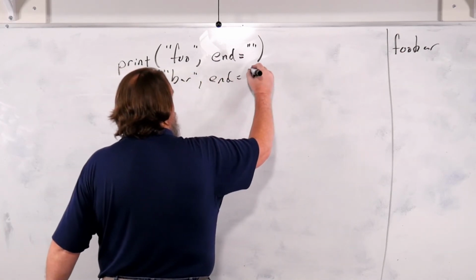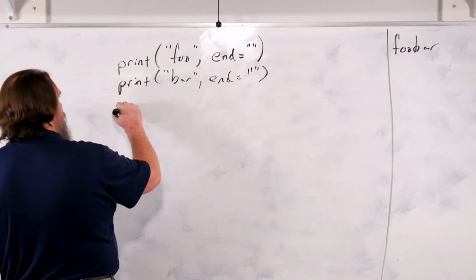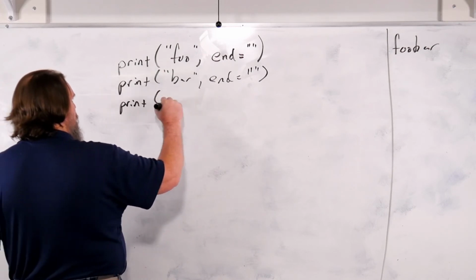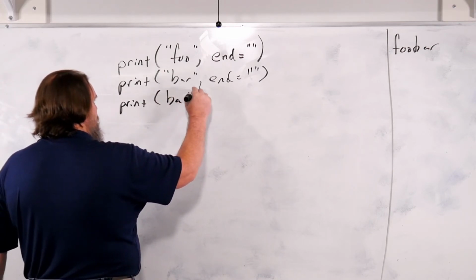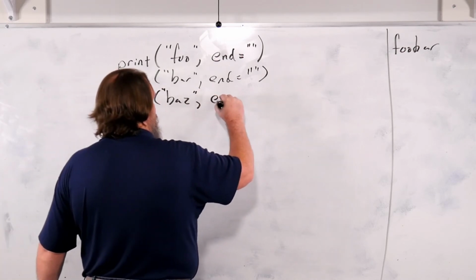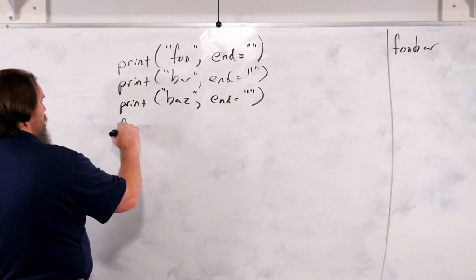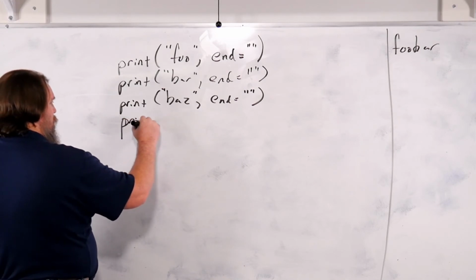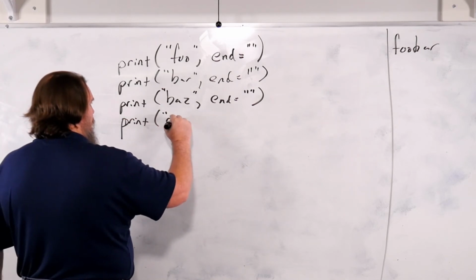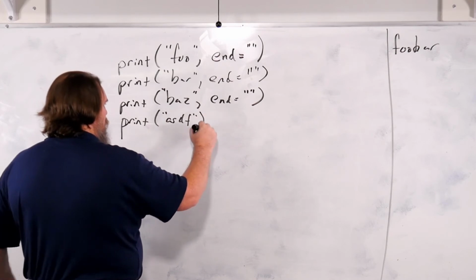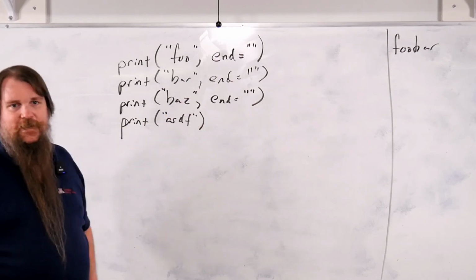End equals empty string, print baz, end equals empty string, print ASDF, but ordinary print instead of adding end to it.